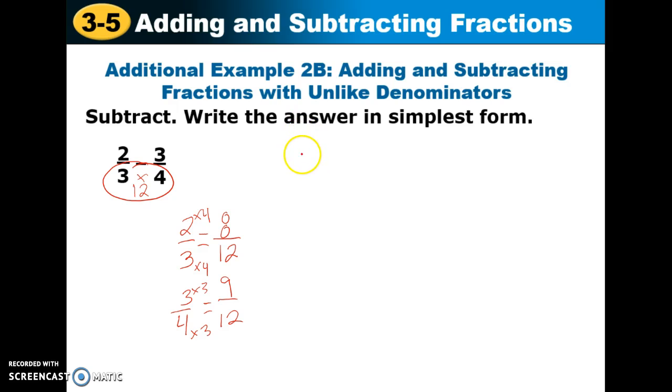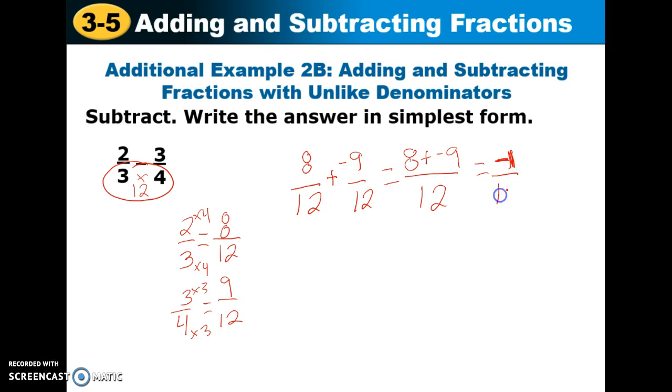So I'm going to rewrite my expression here. 8/12 minus 9/12. On this one, I'm going to use an old strategy where I change this to addition and add the opposite. I think it's going to help me. Keep my denominator, 8 plus -9. Well, -9 has a bigger absolute value than 8, so I know this is going to be negative. 9 minus 8 is 1. -1 over 12. -1/12.